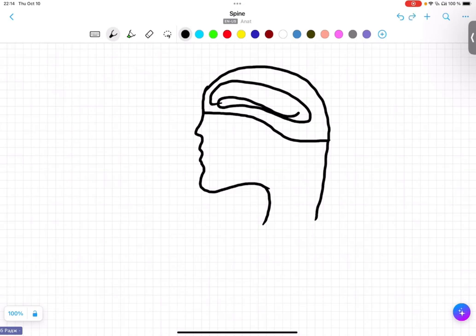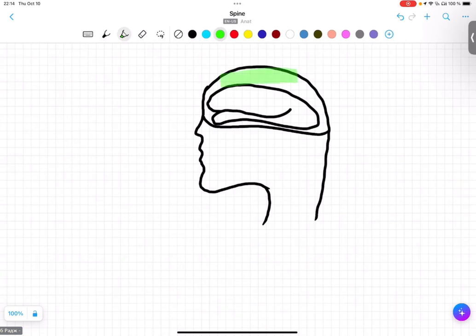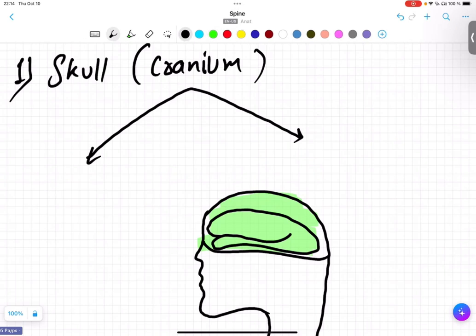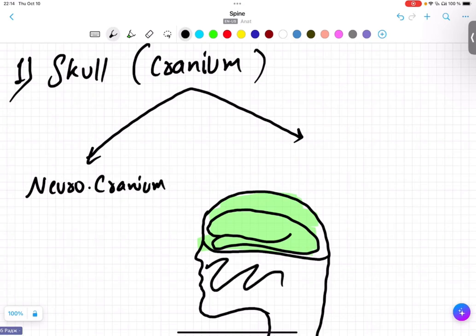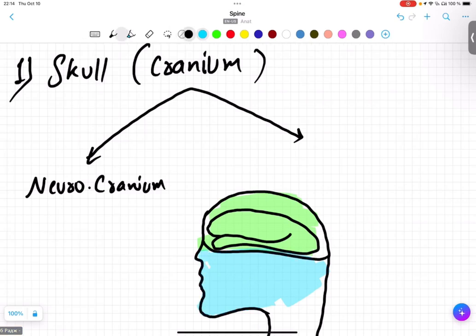One part contains the brain. Just a minute. One part will contain the brain. So the part of the skull which is containing the brain is known as neurocranium, while the rest of the skull, which is containing your nasal cavity, your oral cavity, and forming the boundary of the pharynx, those bones are the bones of viscerocranium.